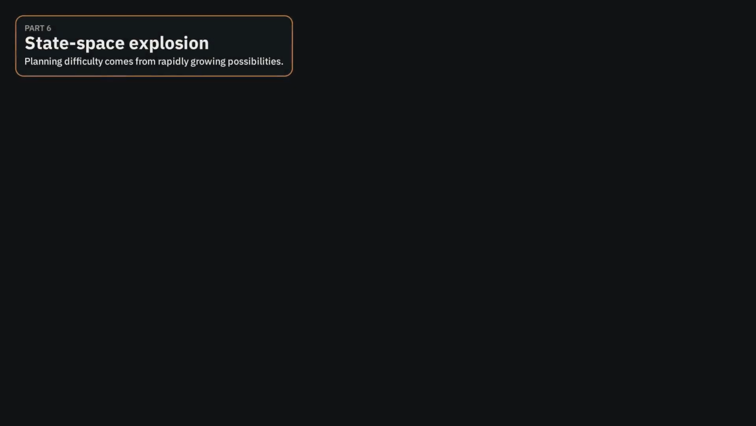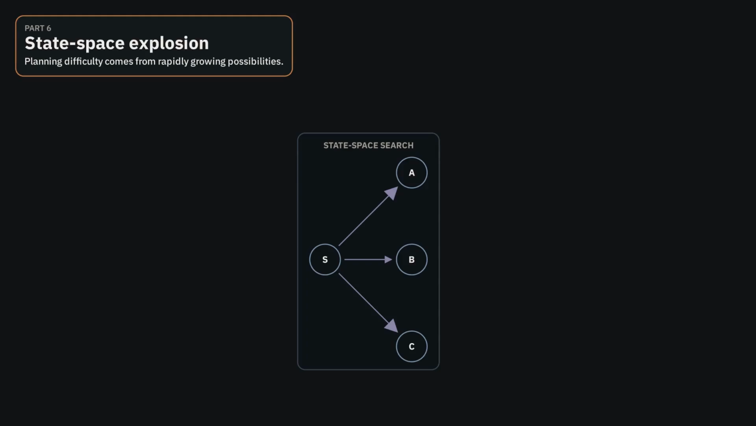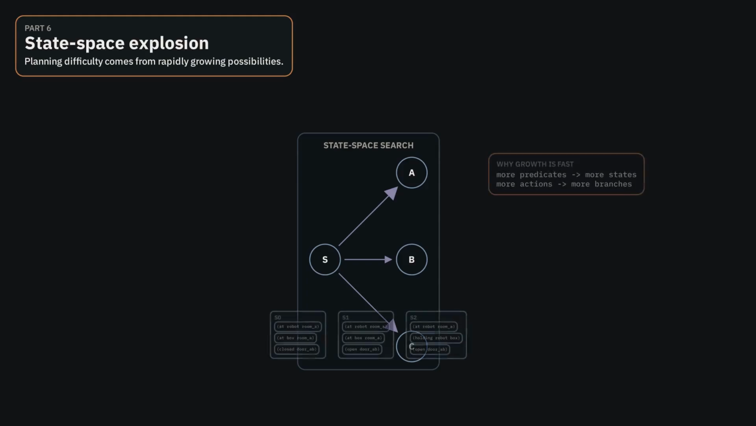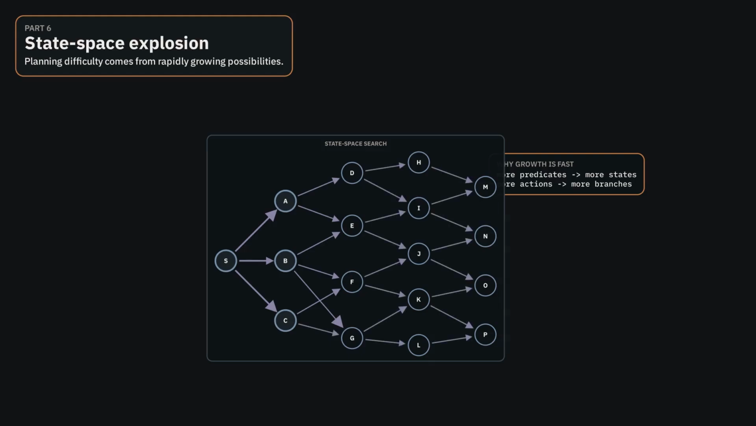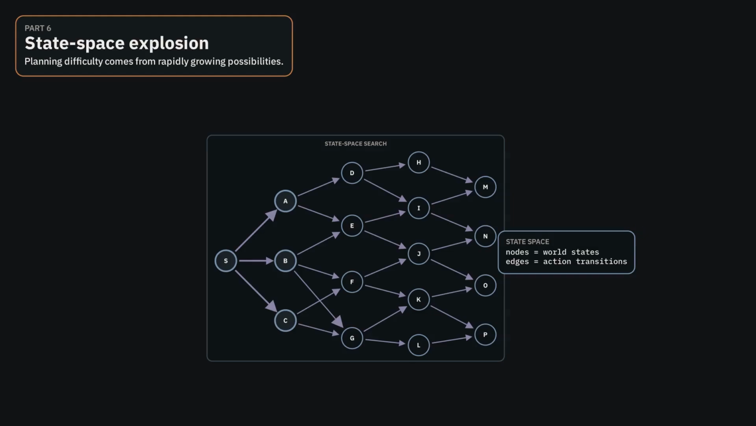At this point, the basic idea sounds manageable, but planning becomes difficult extremely quickly. Why? Because even a small symbolic world can generate many possible states. As we add more predicates, the number of possible truth assignments grows rapidly. Not every combination is legal, of course, but the number of candidate states still becomes large very fast. Then the problem gets harder again when actions create branching futures. From one state, the planner may have several actions it could try. From each of those successor states, it may again have several actions. After only a few steps, the planner is facing a huge web of possibilities.